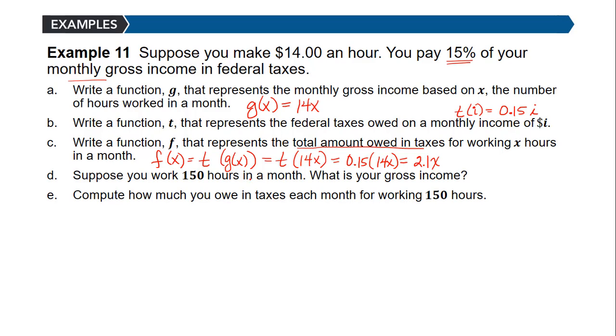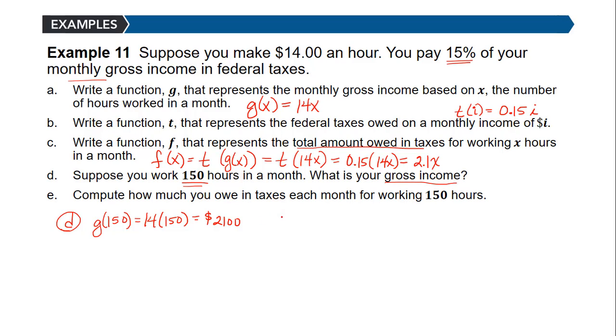Part D says, suppose you work 150 hours in a month, what is your gross income? So here we're just trying to find, 150 is our input, the gross income, that goes back to our function g. So to answer part D, we're just going to find g of 150, and that is 14 times 150, which is $2,100. Okay, so that is our gross income for working 150 hours in a month.